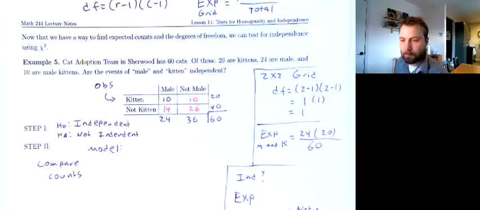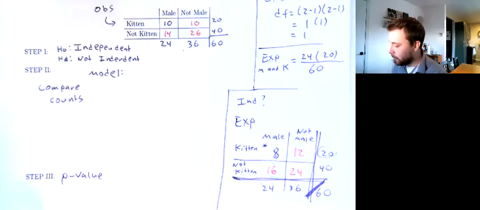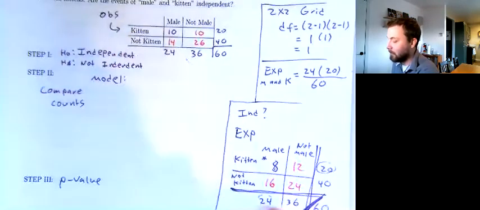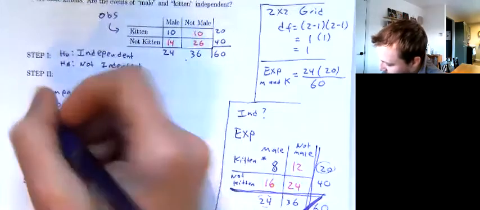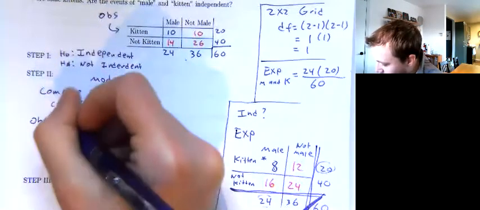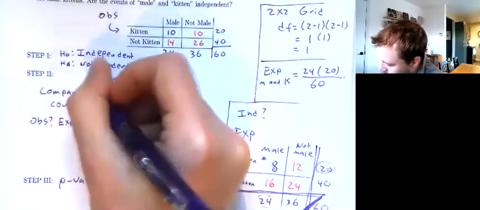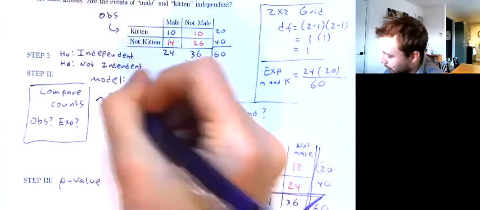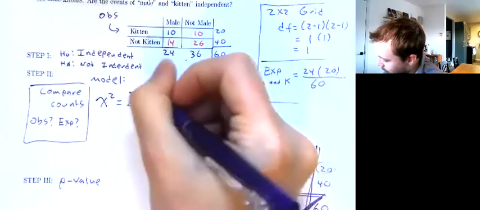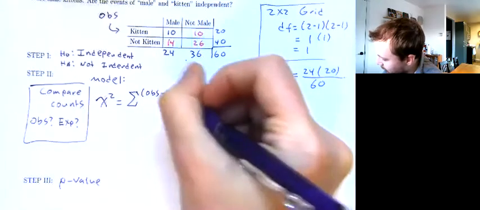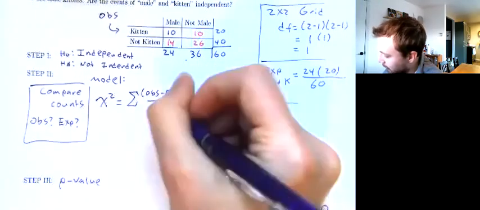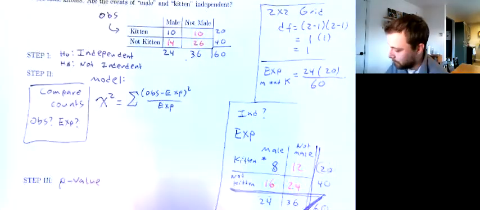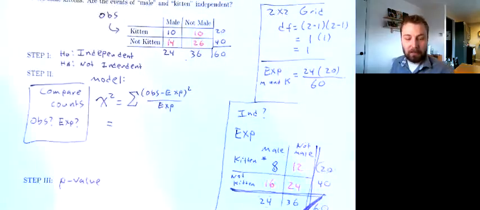So for model, I want to compare the independent case to the actual case to see how close these are. So I'm going to be comparing my observed values to my expected values. Well, I already have a model that does this. I have chi-squared. It takes all of the observed values and compares them directly to the expected values by doing observed minus expected squared over expected. So I'm going to do that for this grid here, and I just want to match things up as I go along.